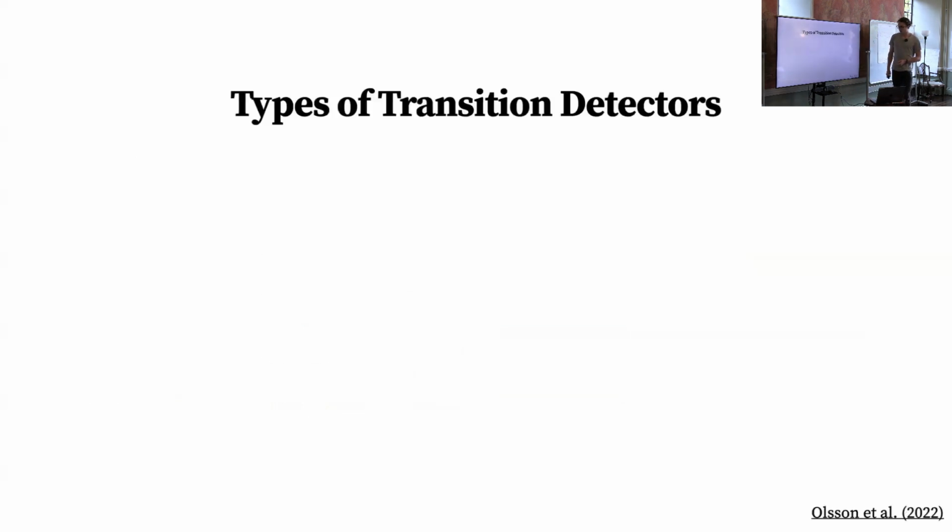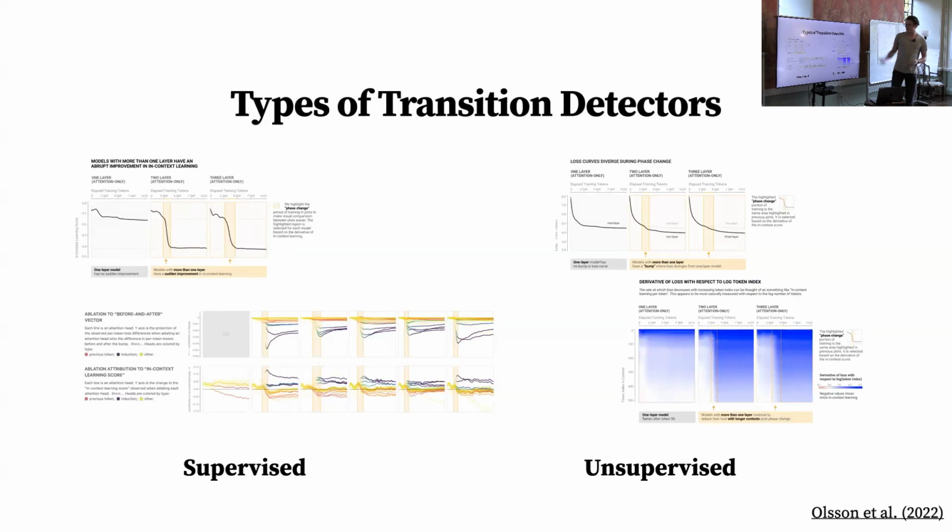Okay, yeah, and just a little more. So for example, this in-context learning score that Anthropic's team looked at probably falls into the former category. They know that it already has something to do with in-context learning, so they come up with a score. Whereas looking at the loss, or the derivative of the loss, is more in the second category.